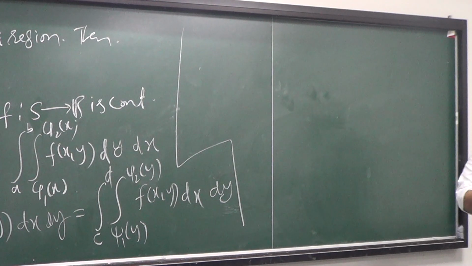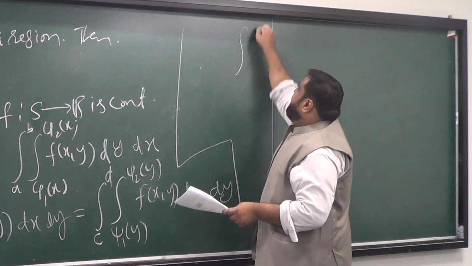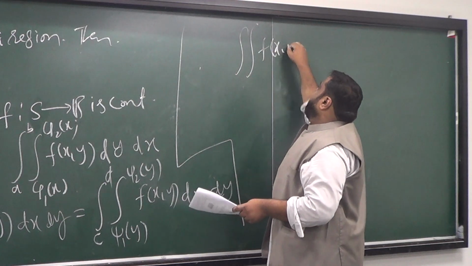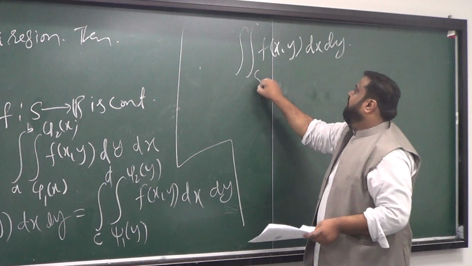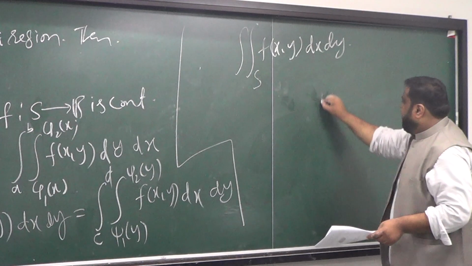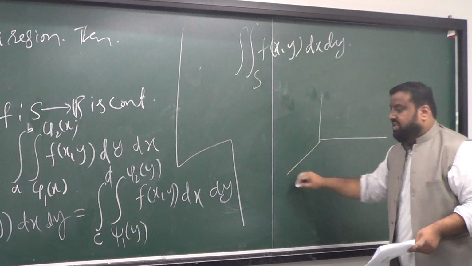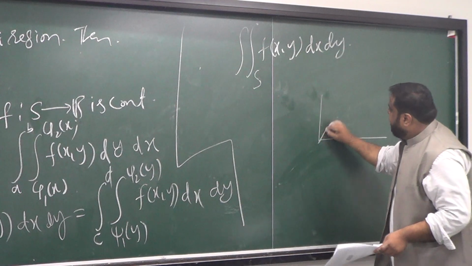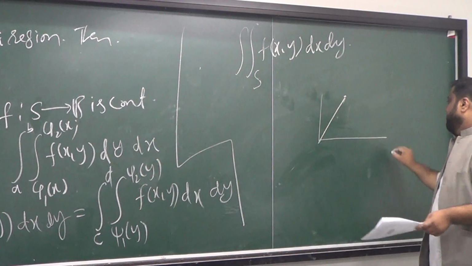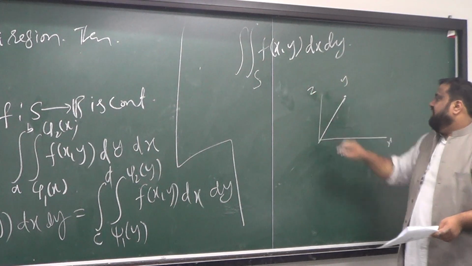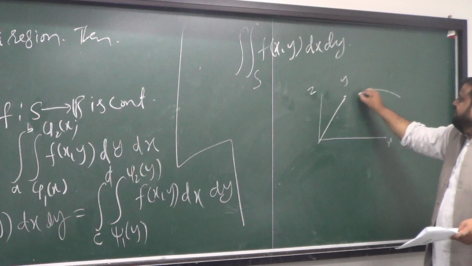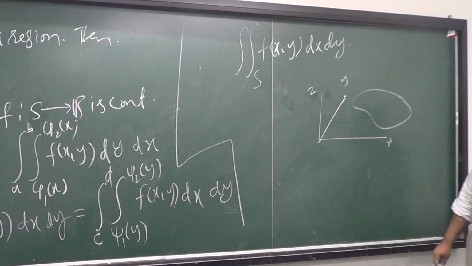So see, first of all, this f of x y dx dy over S. If I am in 3 dimensions, now I'm going to make the y axis here. That's the x axis, y axis, and z axis. So S is where? S is a region here.